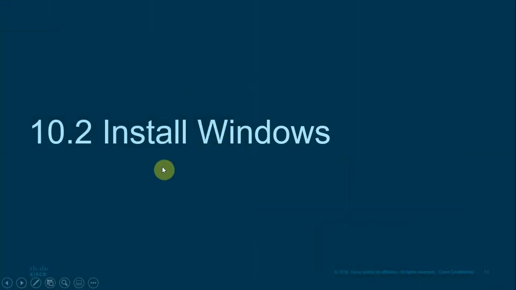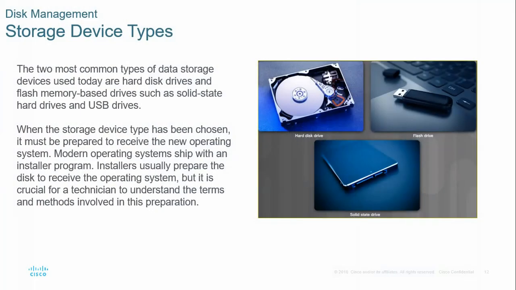Now we'll see how to install Windows. For installing Windows, you need the Windows 10 software. Where you store it, either you can store it on data storage devices like a hard disk or flash drive, or you can even install this Windows 10 from the network. Of the storage device types, the most commonly used is the hard disk, or you can install Windows 10 from a USB.